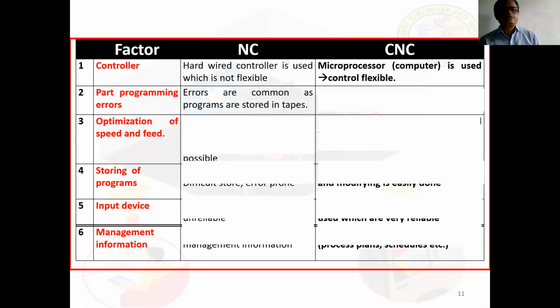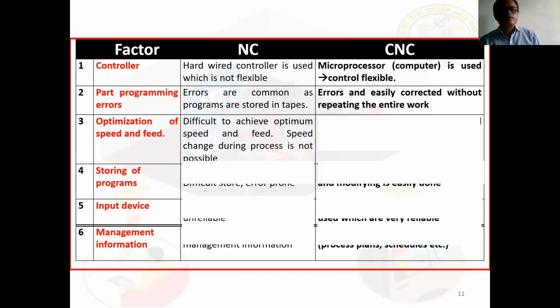Then, with respect to part programming errors, the errors are common as programs are stored in the tapes. We are using punched tapes in NC machines, so errors will be very common. Whereas in a CNC machine, errors are easily corrected without repeating the entire work. Then in NC machine, it is difficult to achieve the optimum speed and feed. Changing the speed during the process is not possible. Whereas it is possible to change the speed and feed during the machining process in case of CNC machine.